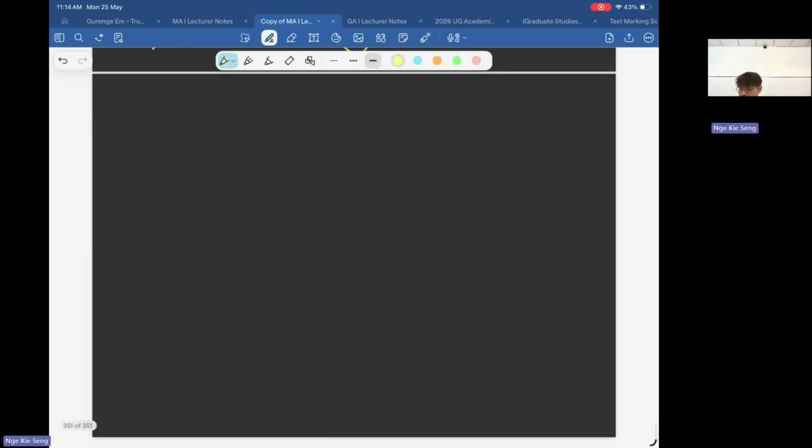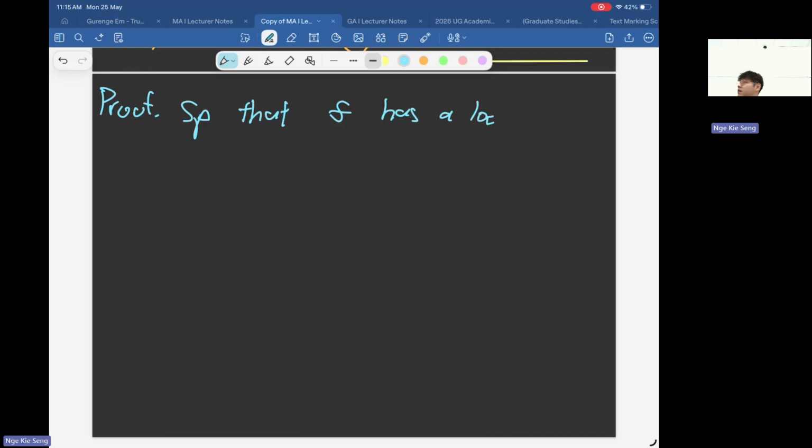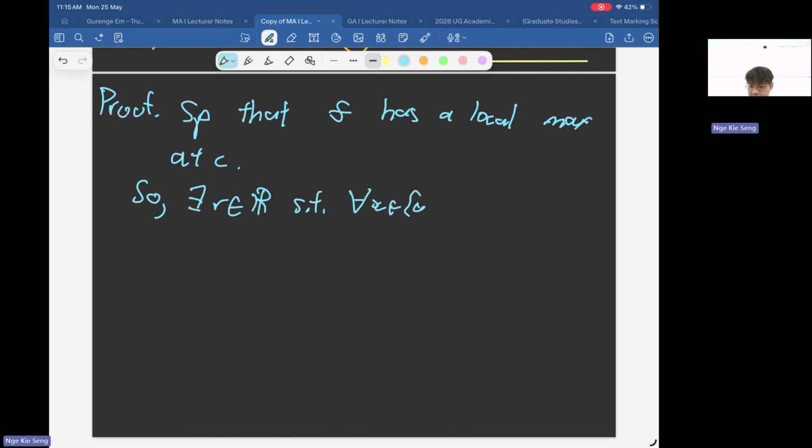We're going to use the power of the left-right limit to do this, so we're going to split it into left and right. Suppose that f has a local max. The minimum case is the same, so we will skip it. So there exists an R in the reals such that for all x in (a, b), if the absolute value of x minus c is less than R, then f(x) is less than or equal to f(c).